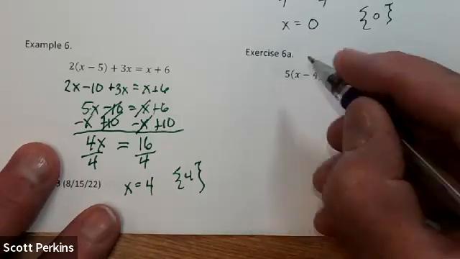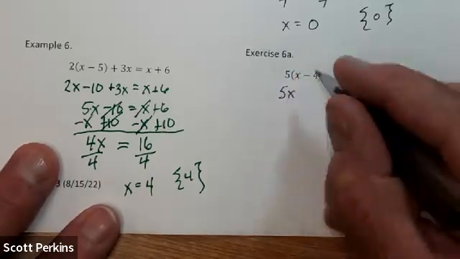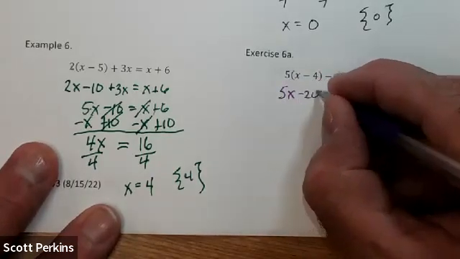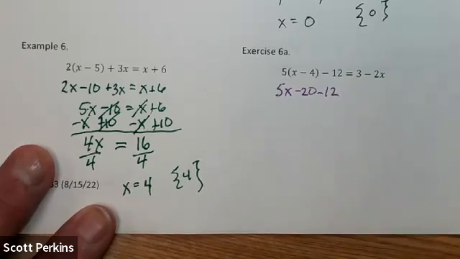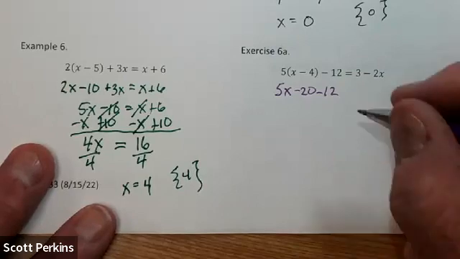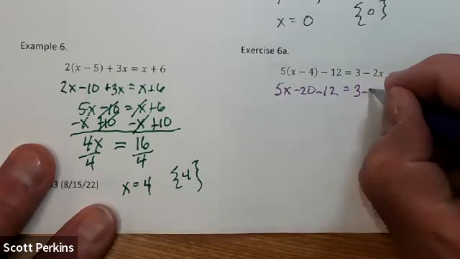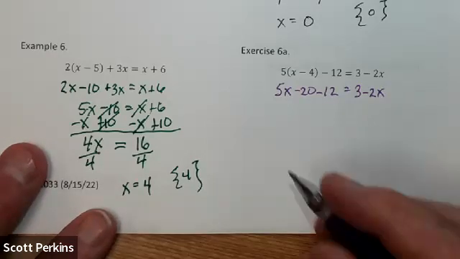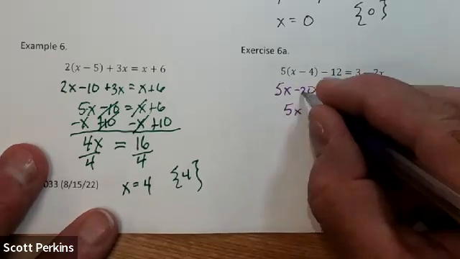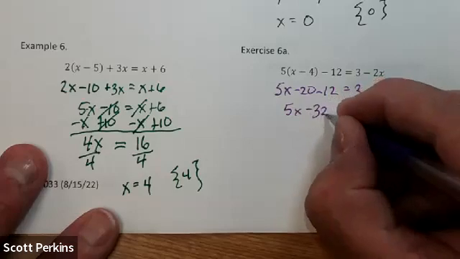So 5 times x is 5x. 5 times -4 is -20. The 12 is not in parentheses, so I'm just going to write down -12. That's going to be a like term in just a moment. And then I have 3 minus 2x on the other side. Collecting my like terms, -20, -12, that's -32.